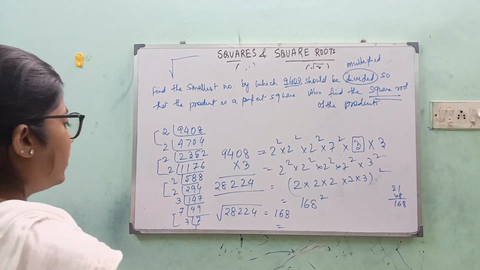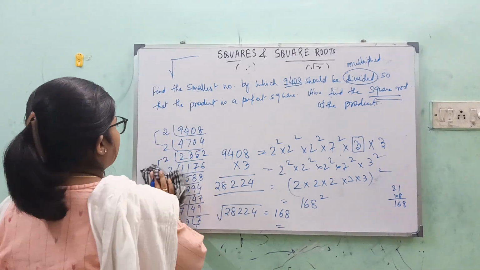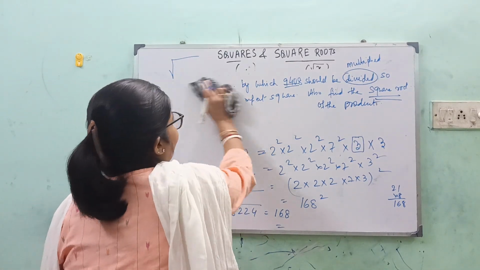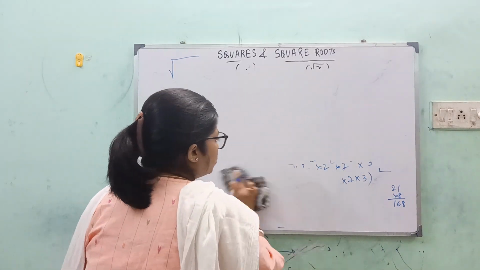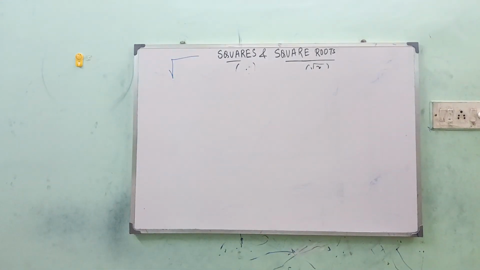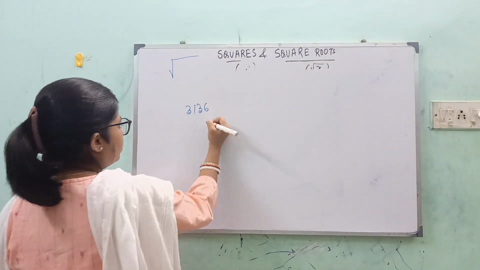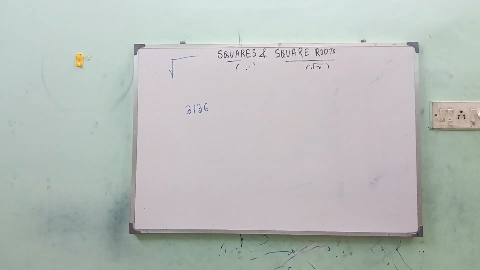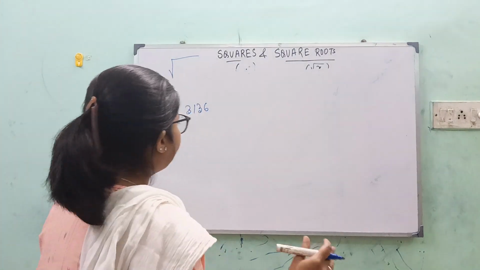Okay, fine. I hope this is clear. Now if the question had none of these and the question was just find out the square root, say 3136 is given to you and you are asked just to find out the square root of this number. So what will you do?